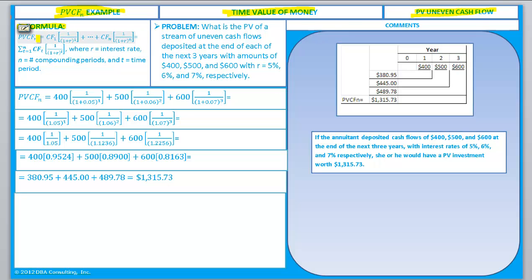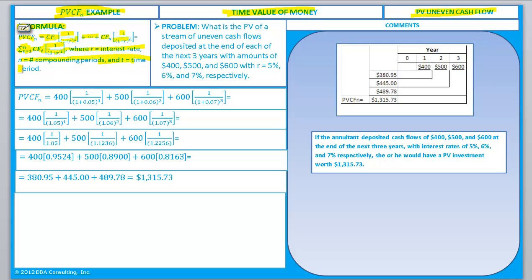So our formula for this situation is present value of cash flows of N equals the sum of the cash flows, cash flow 1 through cash flow N, multiplied times 1 divided by 1 plus R to the first, up to cash flow N times 1 divided by 1 plus R to the nth. This is simplified as the sum from time period 1 to N of the cash flow sub T times 1 divided by 1 plus R to the T, where R equals the interest rate, N equals the number of compounding periods, and T equals the time period.